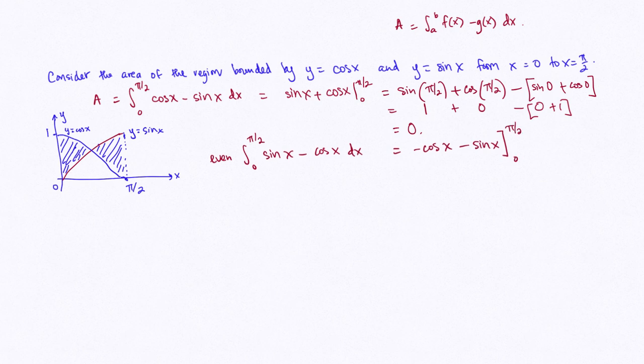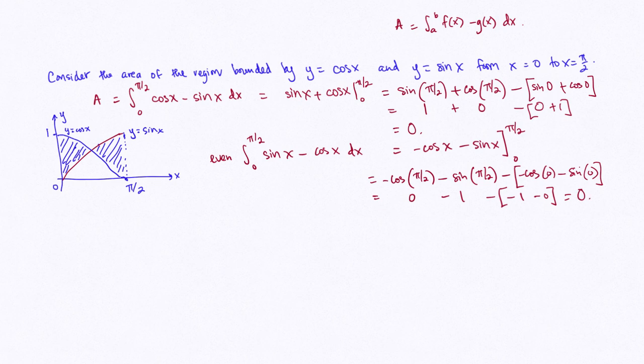Evaluated from 0 to pi over 2, using the fundamental theorem of calculus, we have negative cosine of pi over 2, minus sine of pi over 2, minus negative cosine of 0, minus sine of 0. Negative cosine of pi over 2 is 0. Sine of pi over 2 is 1. Cosine of 0 is 1. And sine of 0 is 0. We still end up with minus 1 plus 1, which is 0.